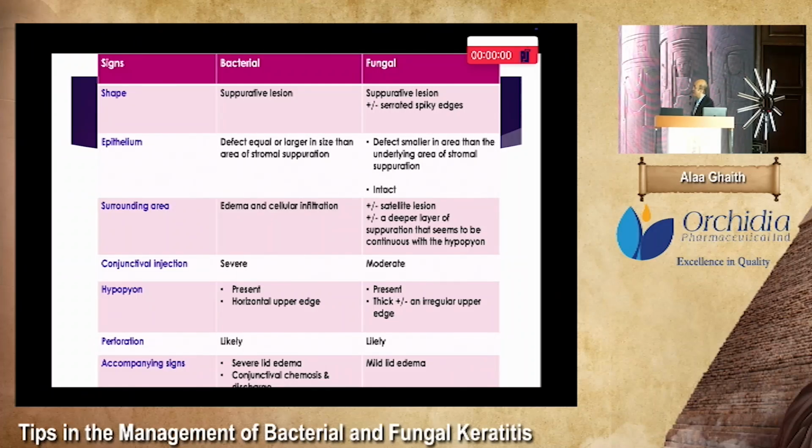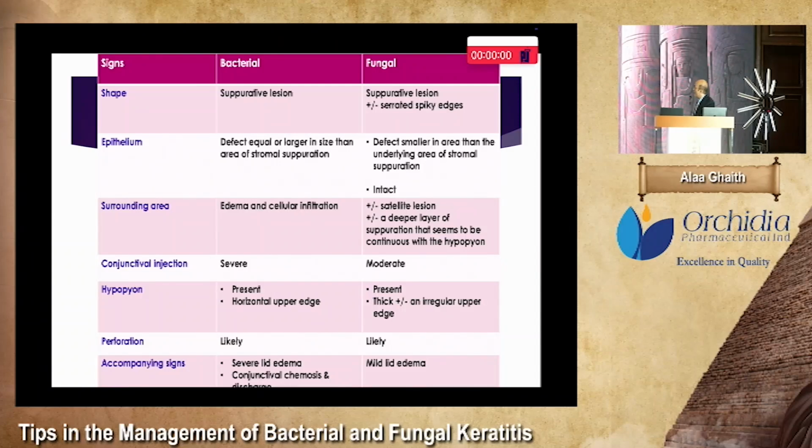Surrounding the epithelium in the bacterial lesion, usually the defect is equal or larger in size than the area of stromal suppuration. On the contrary, fungal keratitis is characterized by a defect in the epithelium smaller in area than the underlying area of stromal suppuration, and the epithelium even may be intact with the suppuration under the epithelium, which is intact. The surrounding area shows edema and cellular infiltration in bacterial.